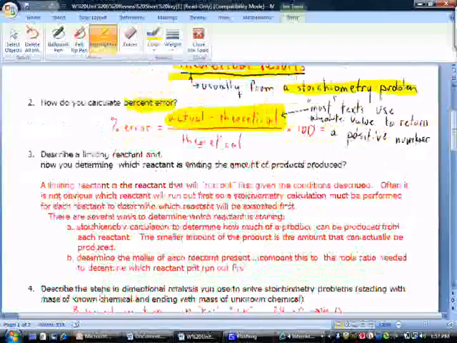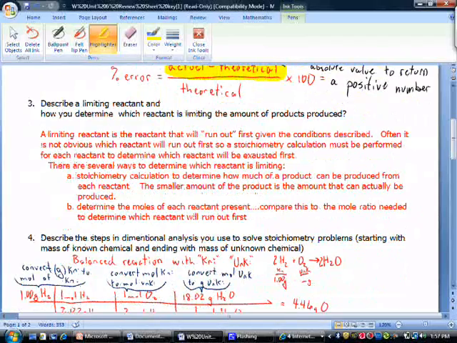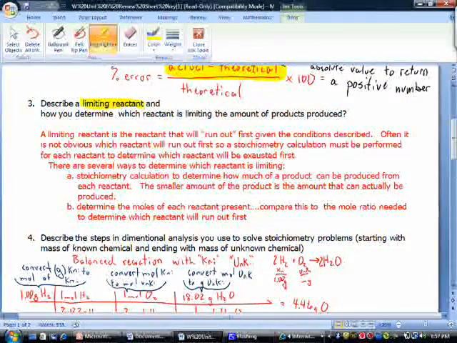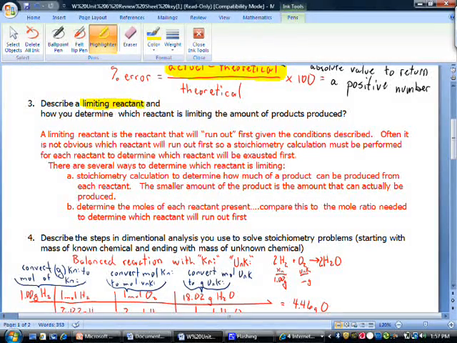Now, there are many ways of describing how to determine a limiting reactant. The limiting reactant, keep in mind, is the reactant that runs out when you're carrying out a chemical reaction. So if you dump in a bucket of this and a bucket of that, you don't necessarily make two buckets of your product because some of that reactant isn't going to react. One of the things is going to run out first.